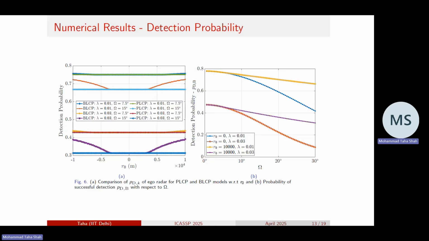Finally, the second figure shows the impact of beam width on detection probability. The figure shows the plot of PD as a function of half power beam width omega for different values of R0 and the intensity of vehicles. The key observations include that as omega increases, the detection probability decreases nonlinearly. At the city center, the impact of omega on detection performance is more pronounced compared to locations farther away. For lower beam width values, the street containing the ego radar contributes significantly more to the interference than any other street. Consequently, the detection probability is nearly the same for initial values of omega, regardless of R0.